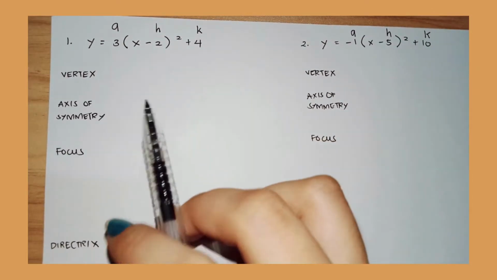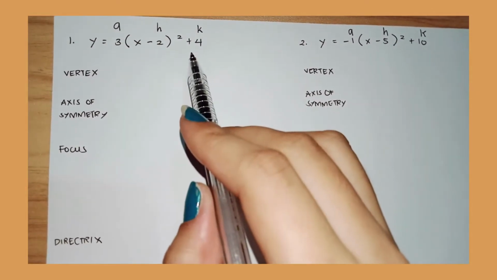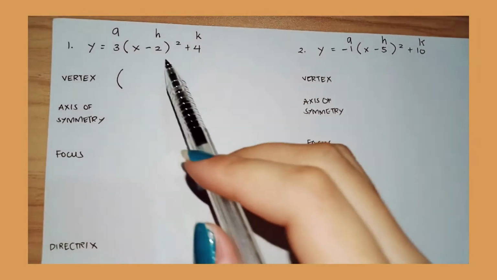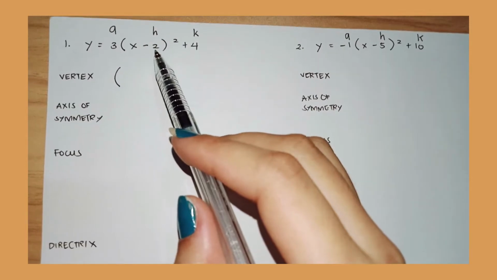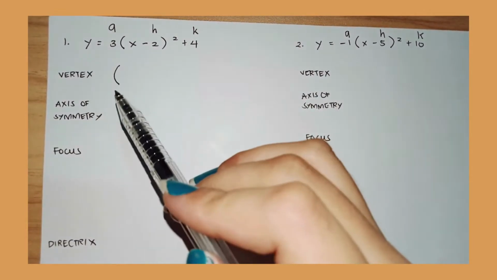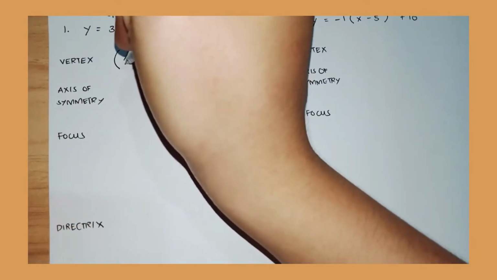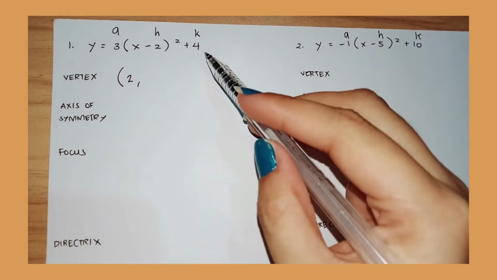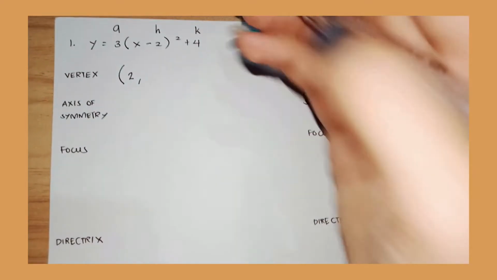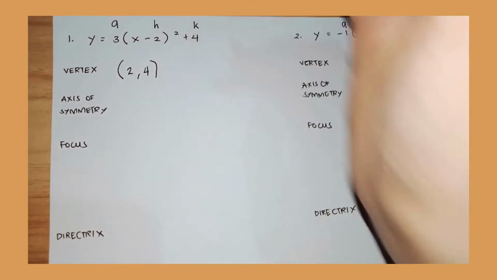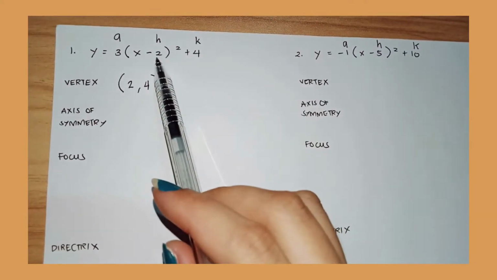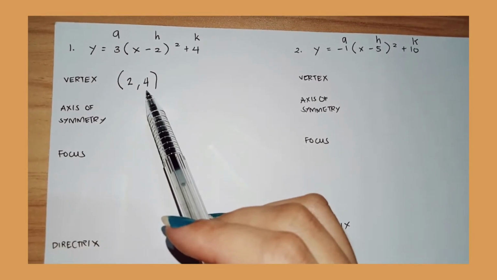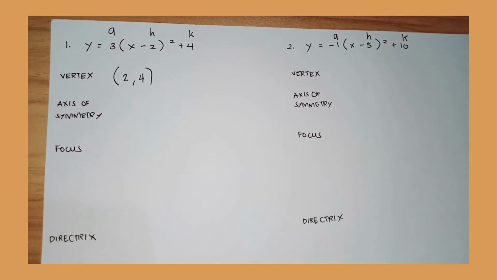In getting the vertex, we need to consider h and k. Open parenthesis tayo. Ano yung h natin? h is negative 2. Kaso pinapalitan yung sign, from negative magiging positive 2. Then yung k natin is 4. Yung k hindi na pinapalitan yung sign niya, kaya 4 na lang siya. Again, the vertex: h, papalitan ng sign, copy k. So the vertex is (2, 4).